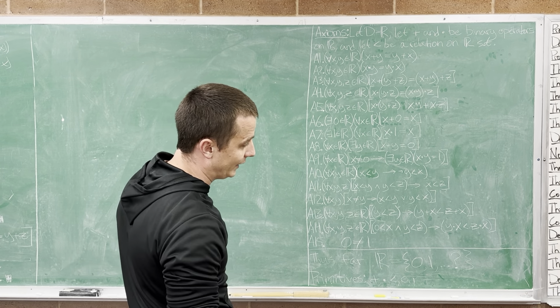For all x and y, where x is not equal to 0, x inverse is equal to y if and only if x times y is equal to 1. Okay, now it makes more sense.